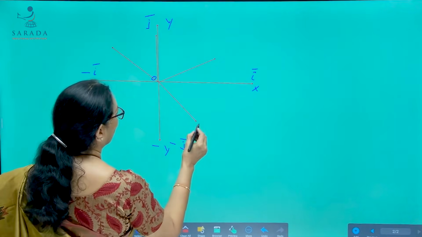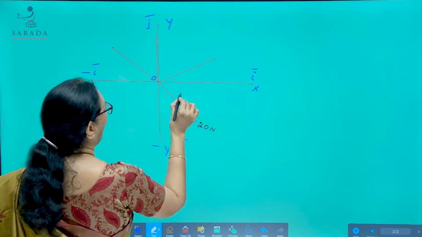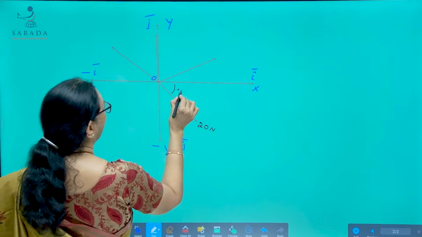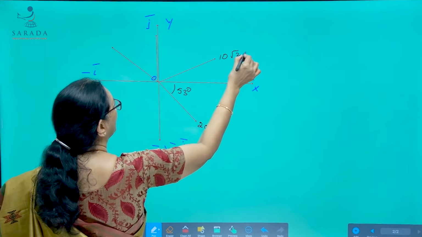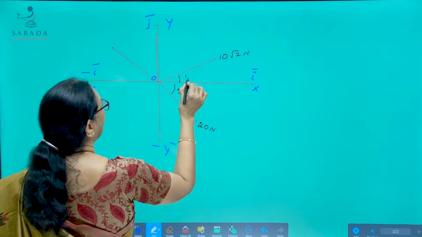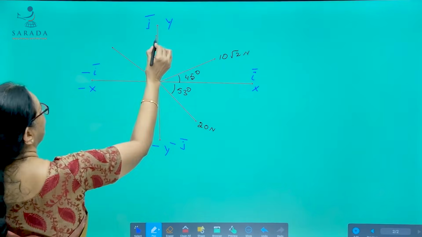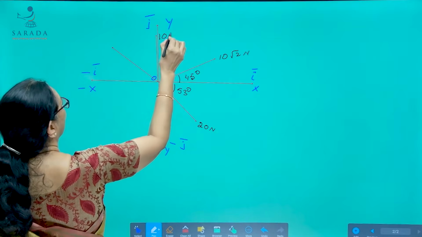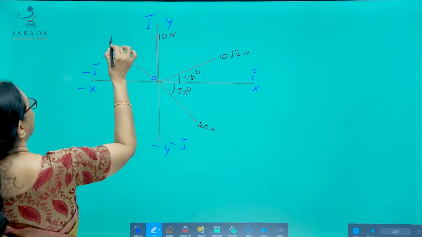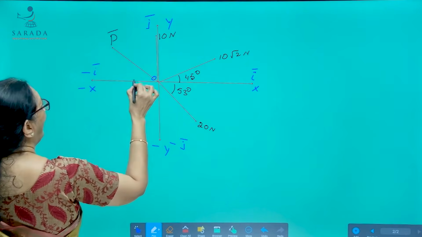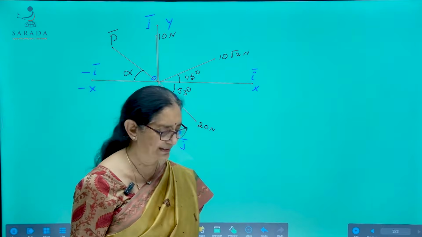So, this is a 20 Newton force acting at an angle 53 degrees. This is a 10 root 2 Newton force acting at an angle 45 degrees with x-axis. And this is a 10 Newton force acting along y-axis. This is a vector p bar acting at an angle alpha with negative x-axis.